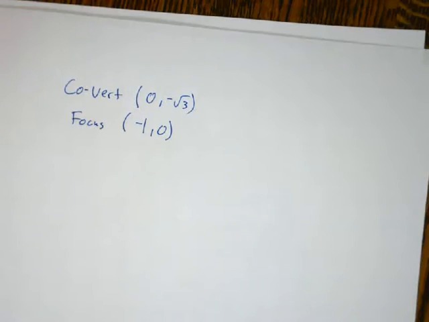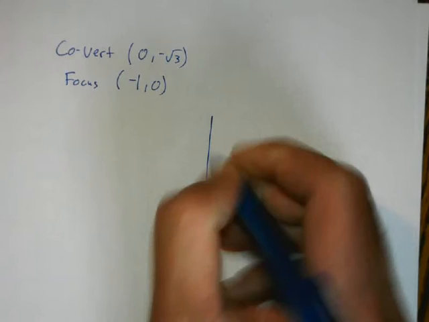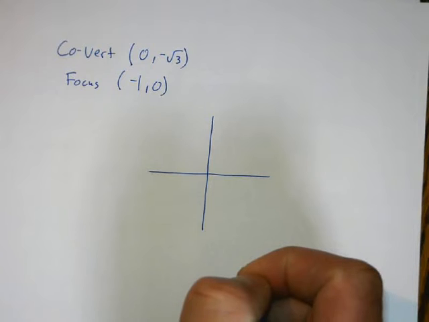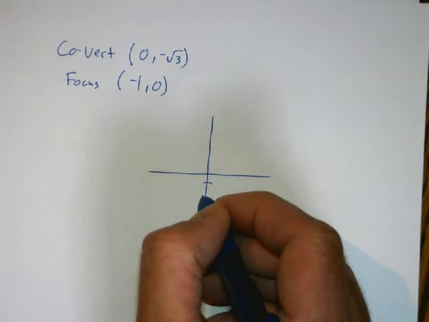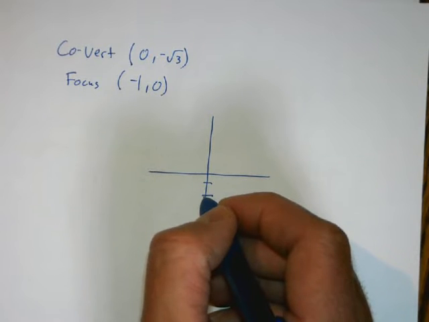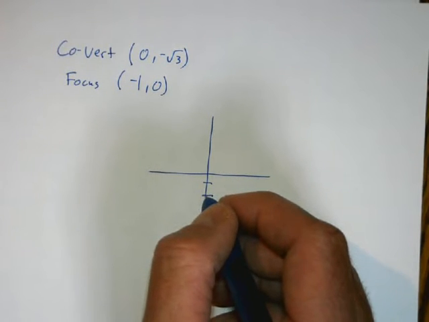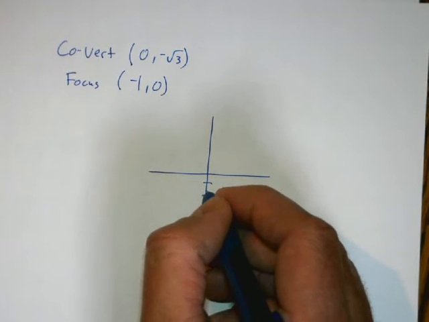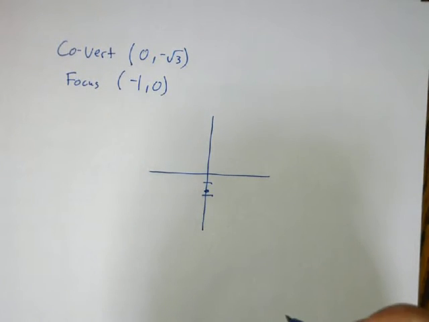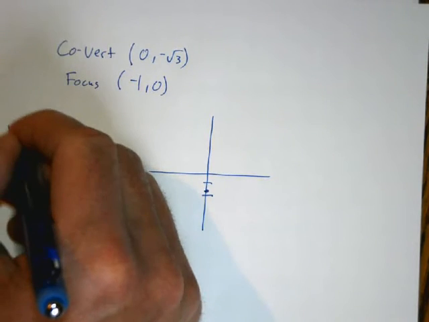So once again, I like to start these problems by rough sketching. Co-vertex at (0, negative root 3). Square root of 3 is more than the square root of 1, but it's less than the square root of 4. So it has to be somewhere in here, a little bit less than 2. So your co-vertex is a b value.